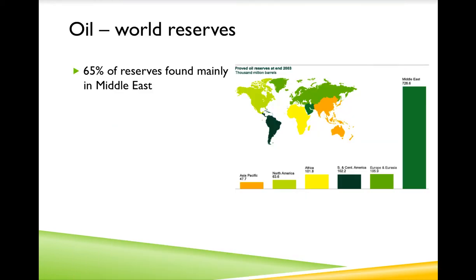Now, let's talk a little bit about our world reserves. So currently, 65% of the reserves are found in the Middle East. The graph here shows you proven oil reserves at the end of 2003. So this is a little bit old, about 10 years old on this data.